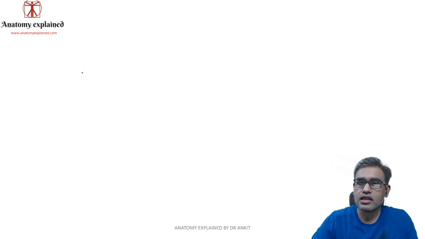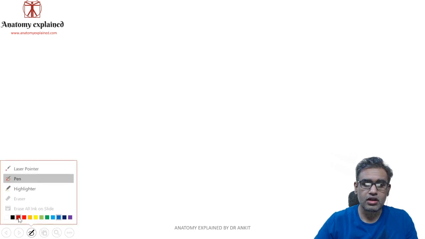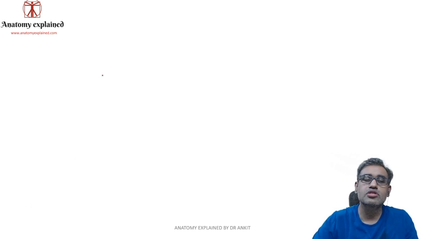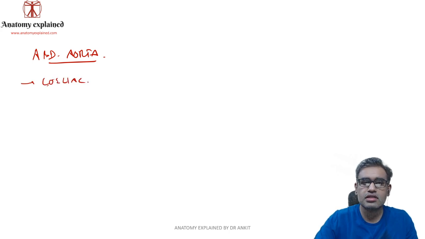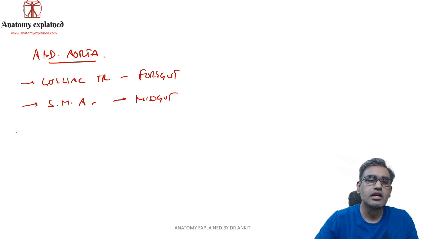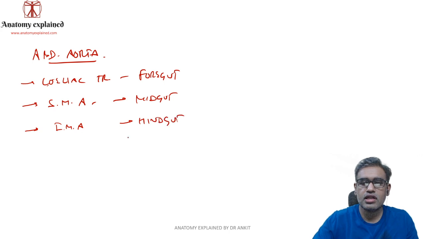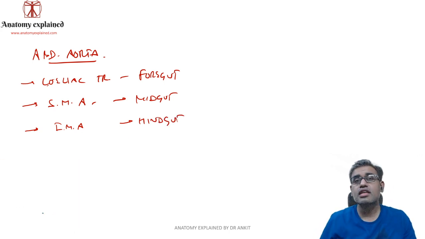Now, as we have already done in the abdominal aorta, where a video is already uploaded and linked in the description box below, the branches of the abdominal aorta which supply the gut are the unpaired visceral branches, and there were three of them: the celiac trunk for the foregut, then the superior mesenteric artery for the midgut, and lower to it the inferior mesenteric artery for the hindgut. So these three vessels were giving the arterial supply to the three parts of the gut. Therefore their counterpart, or the reverse flow, will be taken up by the veins.